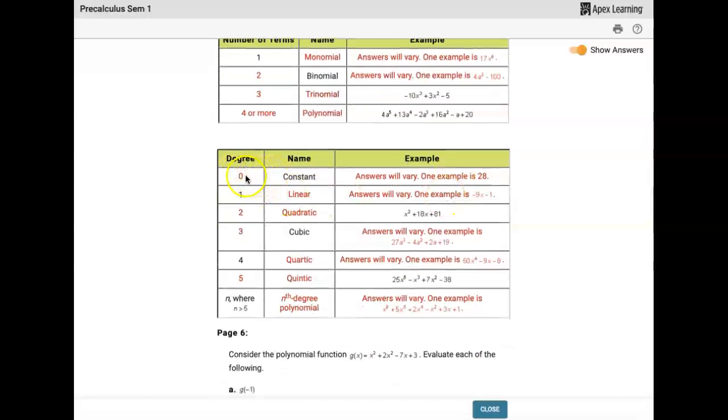Now, if you are degree 0, you're the constant. The first degree is a linear term, second degree is quadratic, third is cubic, fourth is quartic, fifth is quintic, and n is just greater than 5. That's the nth degree polynomial. So again, example, x to the 9th, that would be the 9th degree polynomial.